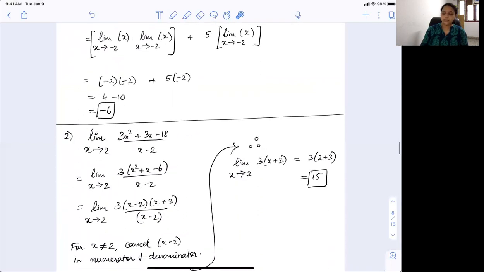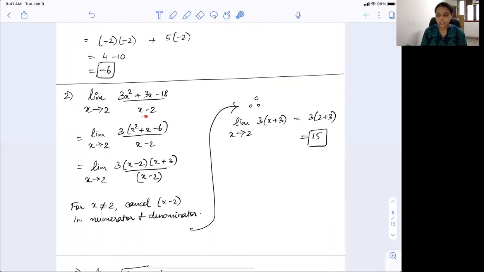Let's try another example where we have to find the limit of this particular function as x goes to 2. Remember, this function is no longer defined when x is equal to 2. But we can still go ahead and see what's happening in the vicinity of x equal to 2. If I straight away plug in x equal to 2, we're not going to get anywhere. So how do we solve problems like this?